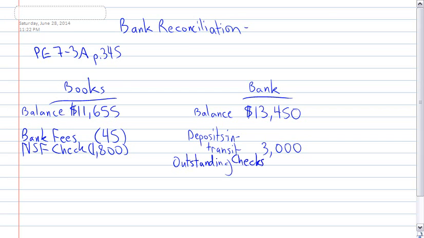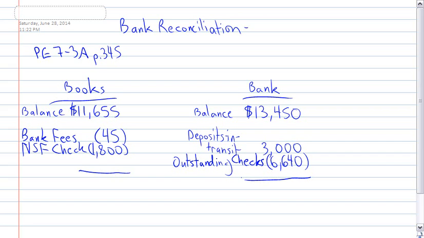And what are they going to do to the bank balance once those checks clear? They are going to decrease our bank balance. Okay, and that's all we have to work with. So the adjusted balance should match, okay, on both the books and the bank side.